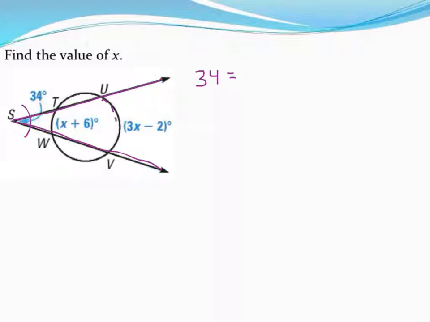And it should be pretty obvious, but if you can't tell, the bigger arc will always be the one that's farther away from the angle. So the bigger arc in this case is 3x minus 2. And from that, I'm going to subtract off the small arc.